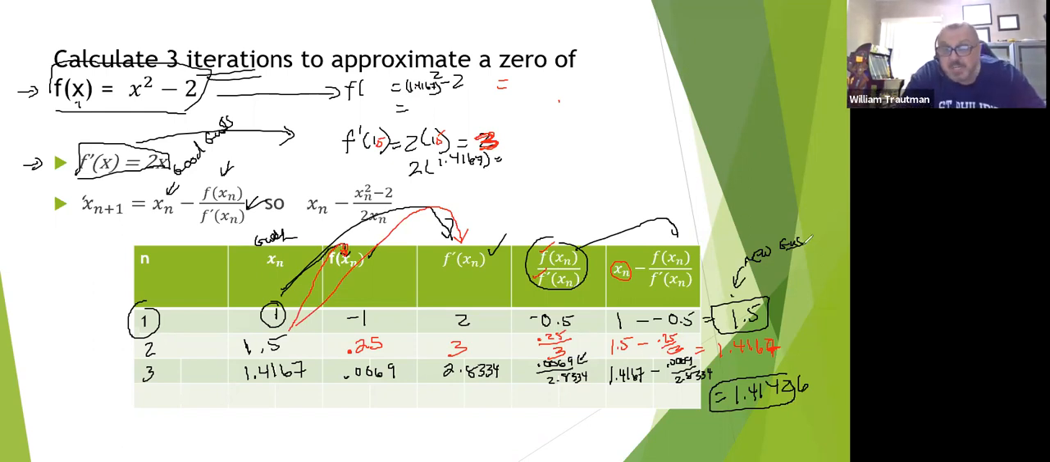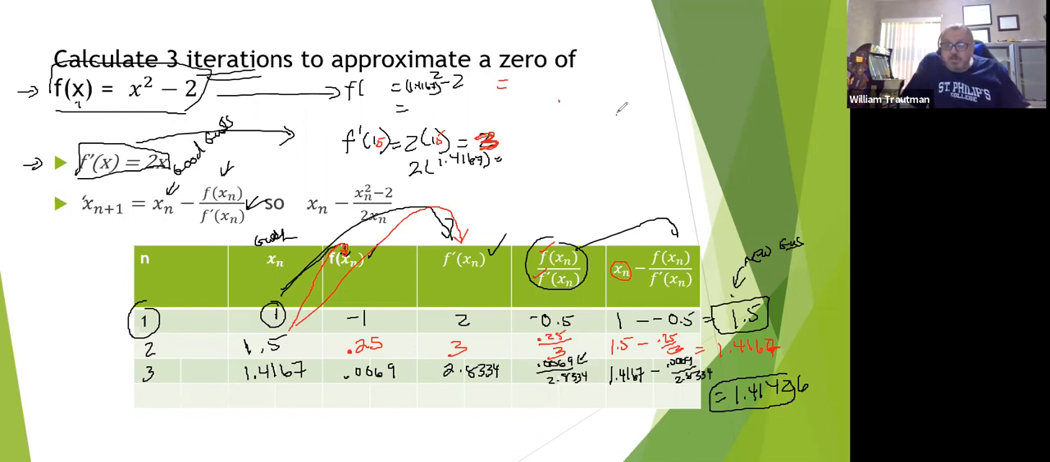Okay, so that's it. That's the calculation of 3 iterations. We just did that to approximate the zero, and it's 1.4142. I could have rounded to 43, but that's pretty good. I'm impressed with Newton. I think it's cool. All right, any questions on this one? We've got one more to do.